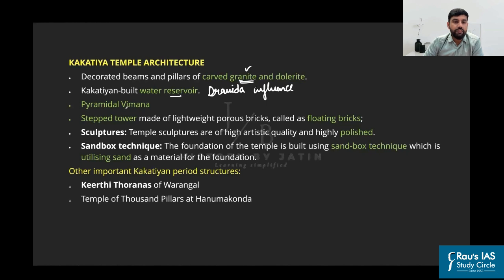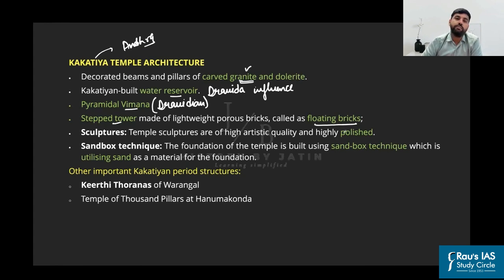Then they have pyramidal Vimana. Again, ये भी Dravidian है. But because Kakatiya is located where? Andhra region. So we were in Odisha, in Kalinga. Now we have shifted to Andhra. And as a result of that, what we have seen is that we are moving more towards the Dravidian style. Again, step towers, ये सारी चीजें.